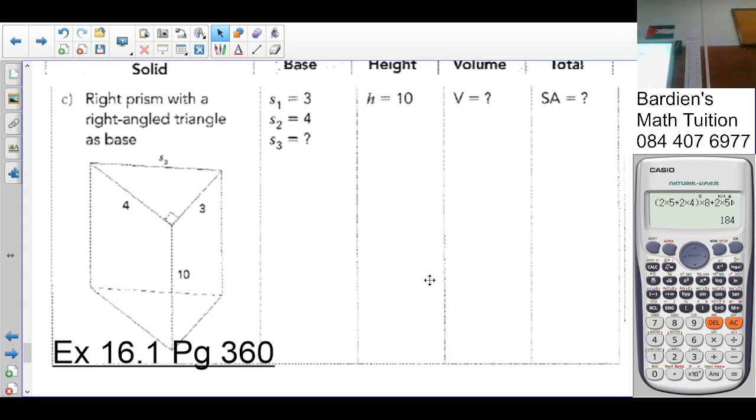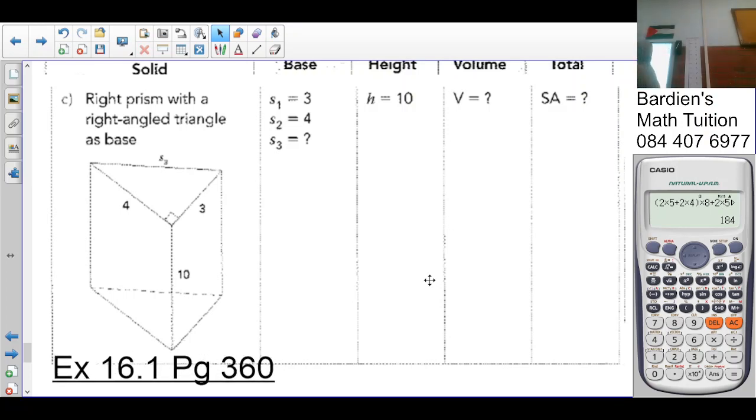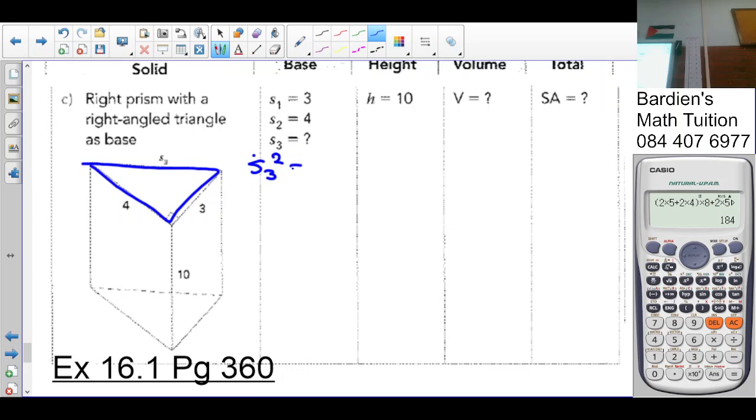The right prism with a right angle triangle as the base. Okay. So we have side 1, side 2, side 3 is not given. And are you going to calculate side 3? By using Pythagoras, not so? So the right angle triangle, as you can see there. So it's going to be side 3 squared is equal to 3 squared plus 4 squared, which is 9 plus 16, which is 25. The square root thereof is going to give you 5. So side 3 is 5. Then your height is 10.